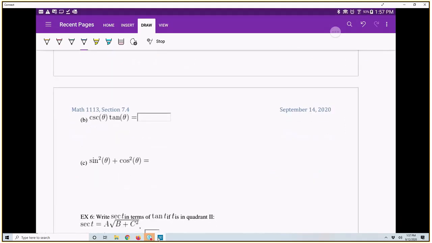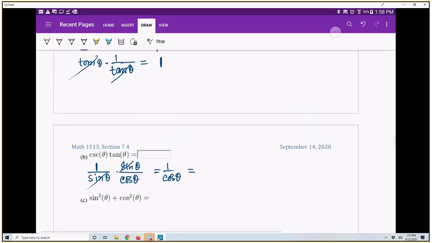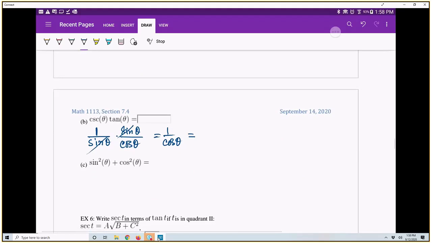Then I look at the second problem. It's cosecant theta times tangent theta. Well, think about it. Cosecant is the reciprocal of sine, so you can write it as 1 over sine theta. Tangent theta is sine theta over cosine theta. That's the quotient identity or ratio identity. Then I get to cancel the two sine thetas, and my answer is 1 over cosine theta. Now I know cosine theta has been given to me, and that is 5 over 6, so I get 1 over 5 over 6, which is 6 over 5. It's a reciprocal of 5 over 6, so my answer should be 6 over 5.